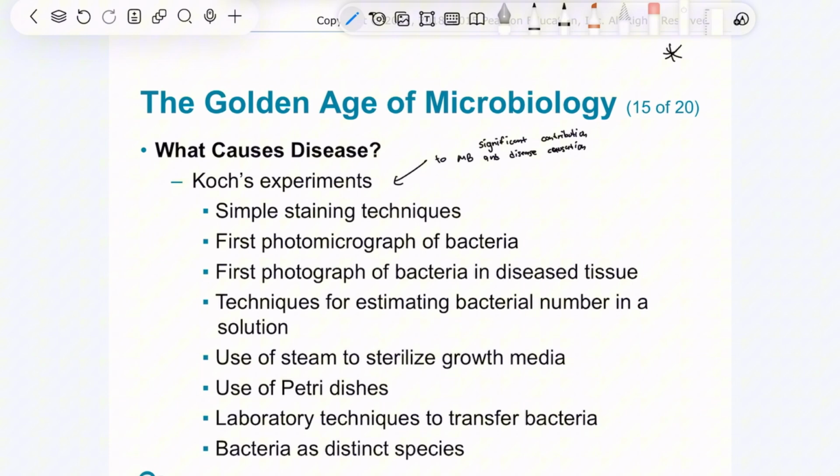So this list shows the significant contributions to microbiology and disease causation that were presented by Koch's experiment. So we first have the simple staining technique. These techniques allowed scientists to better visualize bacteria under a microscope.